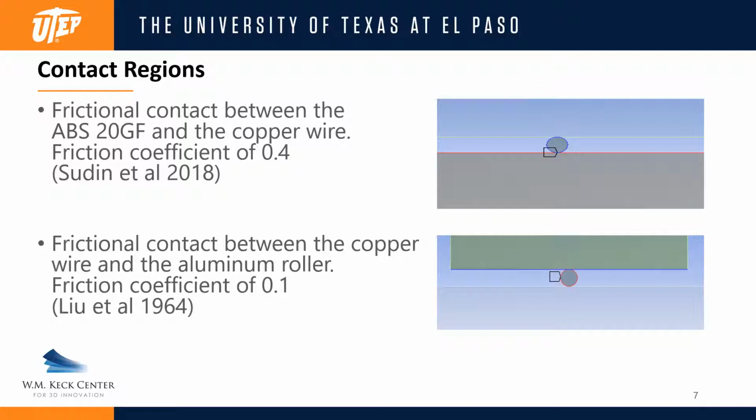So now, after doing that, we just go ahead and do the contact regions, which I had the frictional contact regions first between the ABS and the copper wire, where I add the friction coefficient of 0.4. This value I got from Sarin et al. 2018. Then I added the frictional contact as well between the copper wire and the aluminum roller, where the friction coefficient is 0.1. I got that value from Liu et al. 1964.